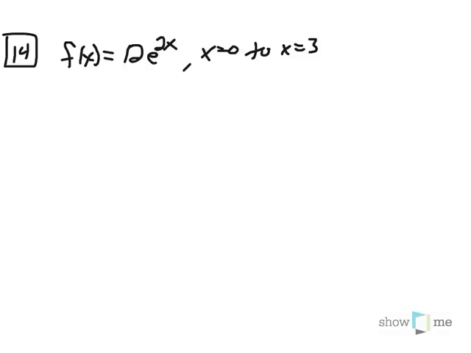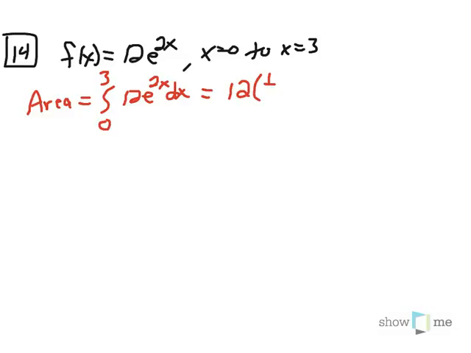Number 14, the directions find the area under the curve between the given x values. So to find the area, we're going to integrate from 0 to 3 the function 12 times e to the 2x with respect to x. So we're simply going to find the antiderivative of 12e to the 2x. So to do that, the coefficient 12 stays the same. You take the reciprocal of the coefficient of x, reciprocal of 2 is 1/2, and then the e to the 2x doesn't change. We're evaluating this from 0 to 3.